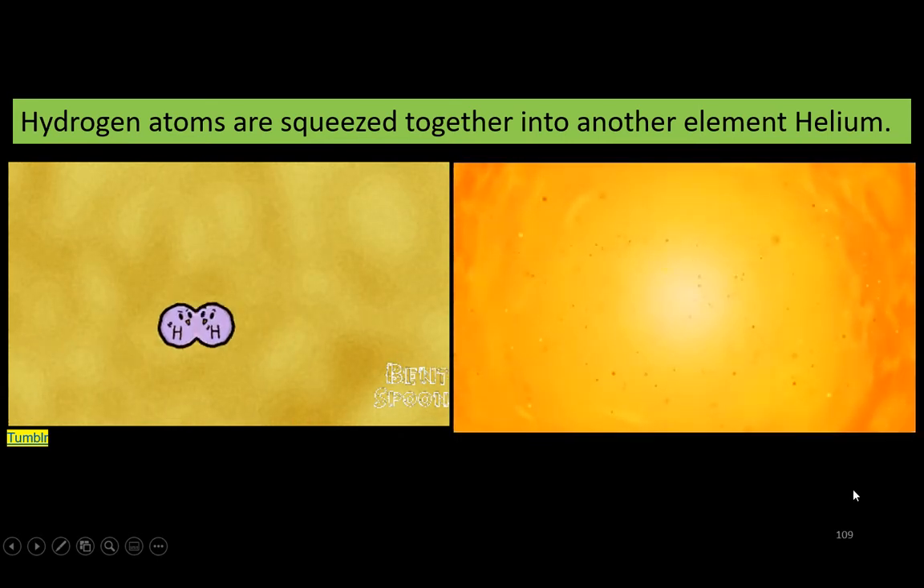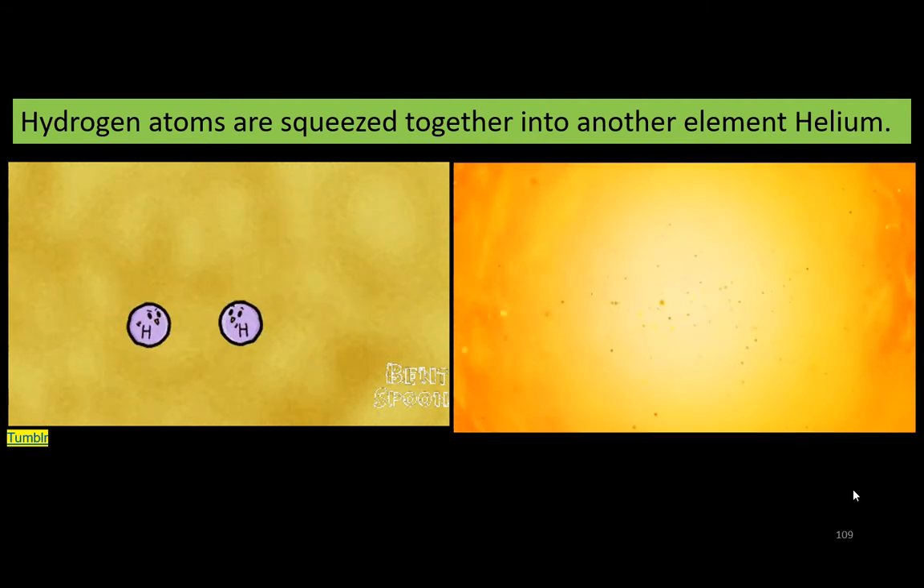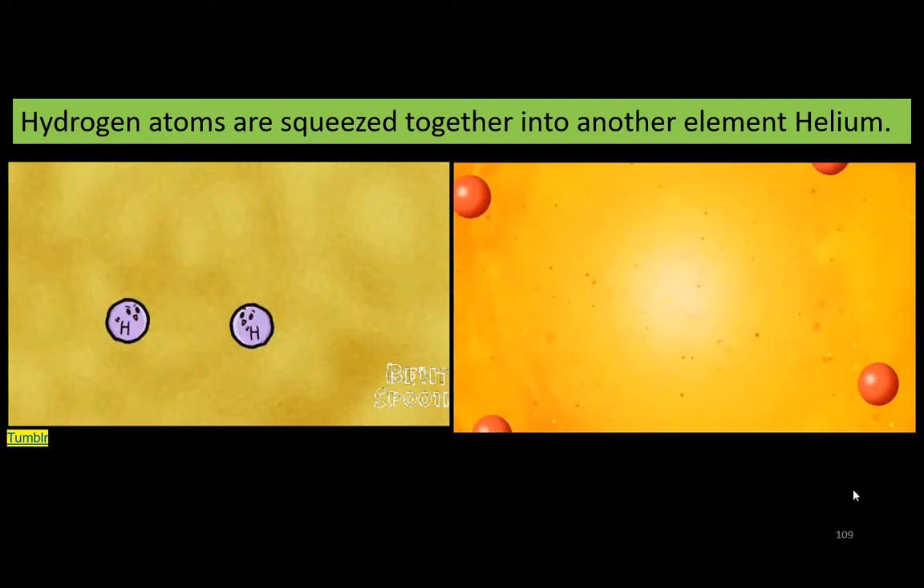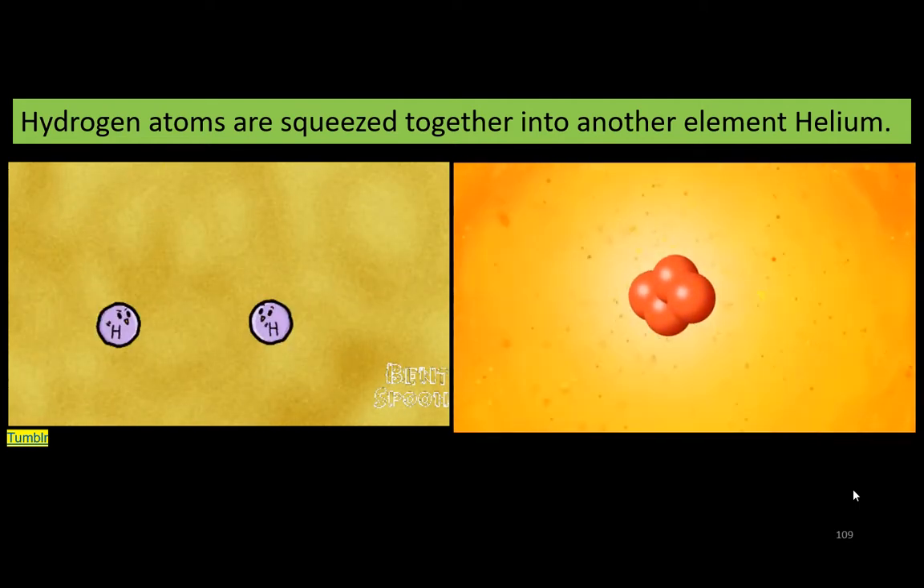So the sun's core temperature is over 14 million degrees, and the pressure is so enormous that hydrogen atoms are squeezed together into another element, helium. So the nuclear reaction releases energy.